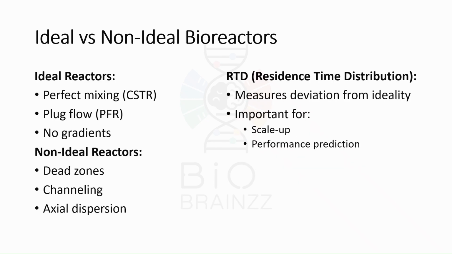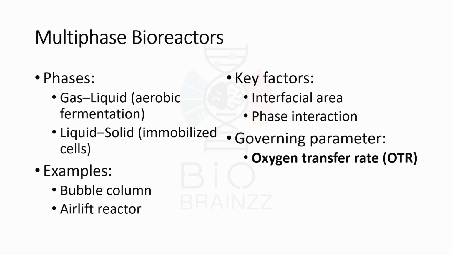Ideal versus non-ideal bioreactors. In ideal reactors, conditions are uniform and predictable. For example, CSTR has perfect mixing and PFR has smooth flow. But real reactors are non-ideal and show problems like dead zones and channeling. RTD is used to study how much the system deviates from ideal behavior.